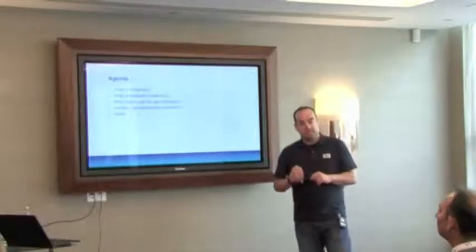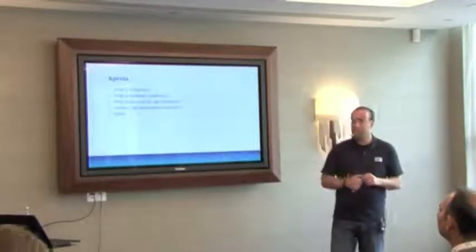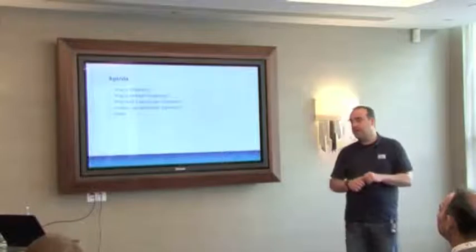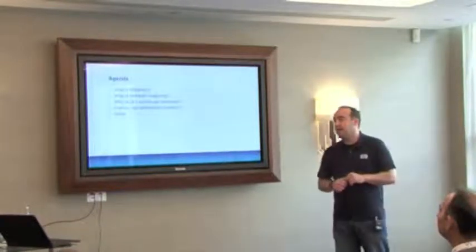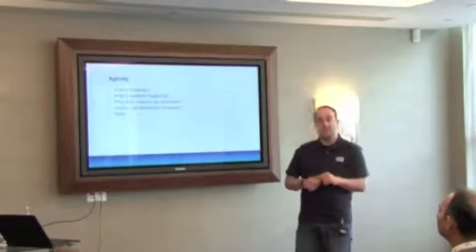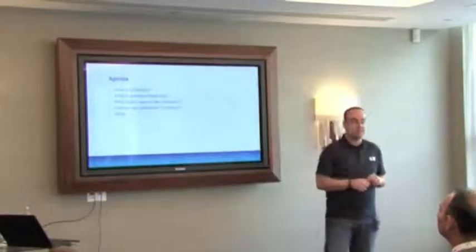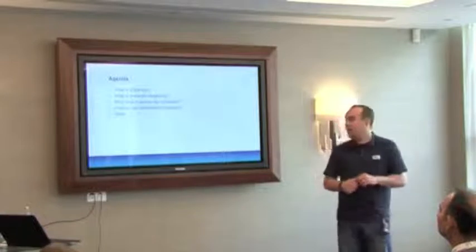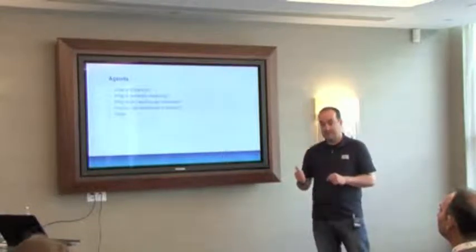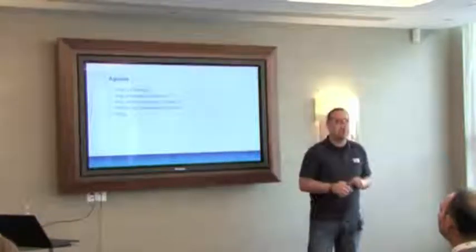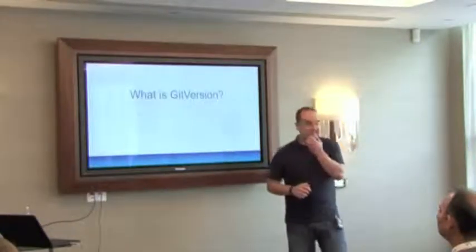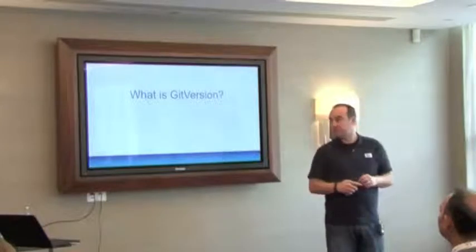So the rough agenda for today is to find out what GitVersion is, and then to understand what semantic versioning is, and then have a look at why you want to use GitVersion and how you can get used to it, how you can get involved with using it. And then at the end, assuming that the demo gods are favorable, I'll try and do a demo of GitVersion as well. So the first question is, what is GitVersion?